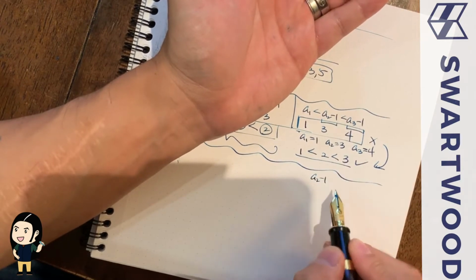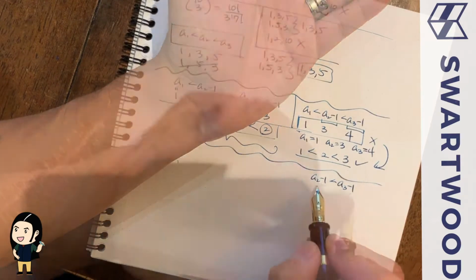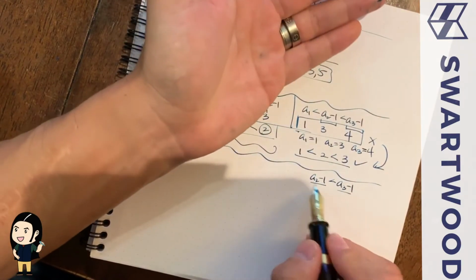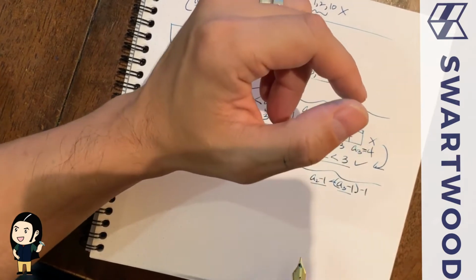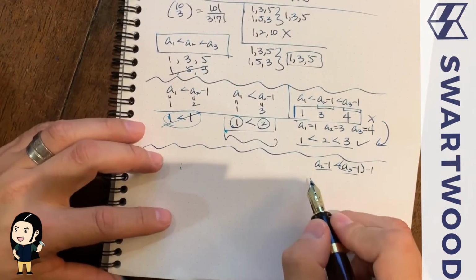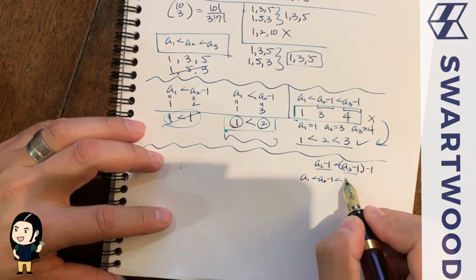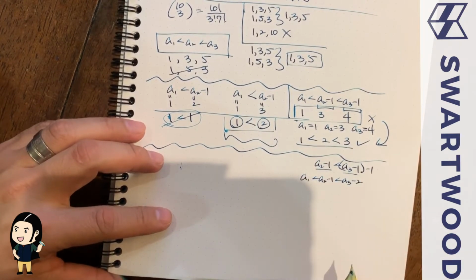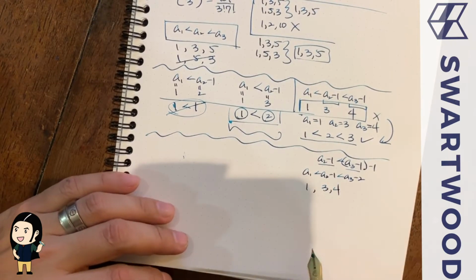We'll take A2 minus 1, and have it be less than A3 minus 1. You can kind of think of it this way: this guy is bigger than that guy, but I want there to be a gap. So I'm going to put another minus 1. Okay, so let's try that. Then we'll have A1 is less than A2 minus 1, and that's going to be less than A3 minus 2. Okay, so pick numbers that don't work, like 1, 3, and 4.